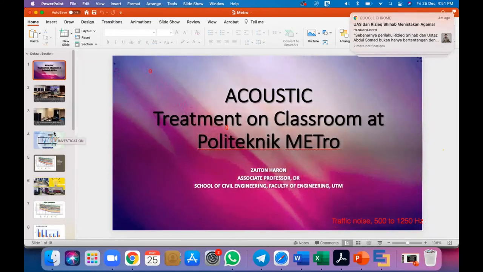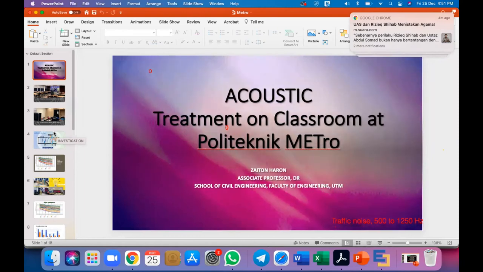This slide is about acoustic treatment on a classroom at Polytechnic Metro.